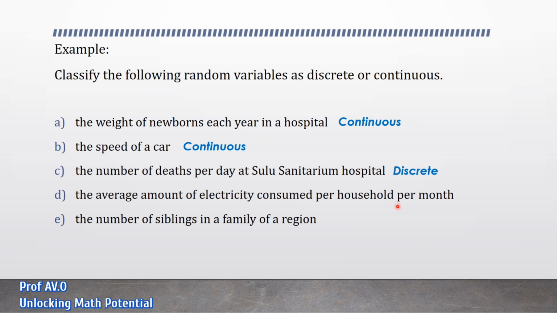For letter D, the average amount of electricity consumed per household per month. So it is continuous because we cannot count the amount of electricity that was consumed per household per month. And for letter E, the number of siblings in a family of our region. So the number of siblings, so we can count them. So therefore it is discrete. So again, when we say discrete, it is count data, and when we say continuous, it represents measured data.